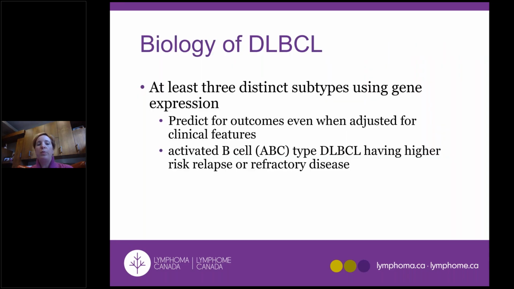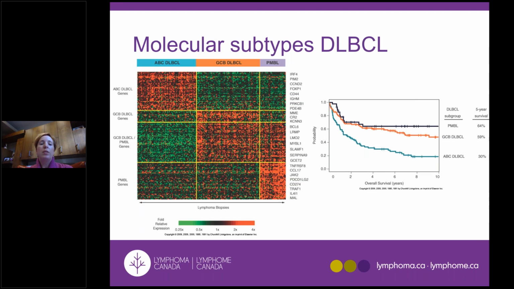When we think about the biology of diffuse large B-cell lymphoma, we've actually learned a lot over the last few decades. Initially, there was a very important study done that described at least 3 distinct subtypes using gene expression. When we separate diffuse large B-cell lymphomas into these 3 specific genetic subtypes, this can help us predict their outcomes. And activated B-cell type is one of the types that we will be able to identify that has a higher risk of relapse or refractory disease. This shows the different genes that were expressed. And so by learning about how we can group these lymphomas together based on the different genes being present, that helps us to do research to target specific genes and understand why these different types of DLBCL behave differently.